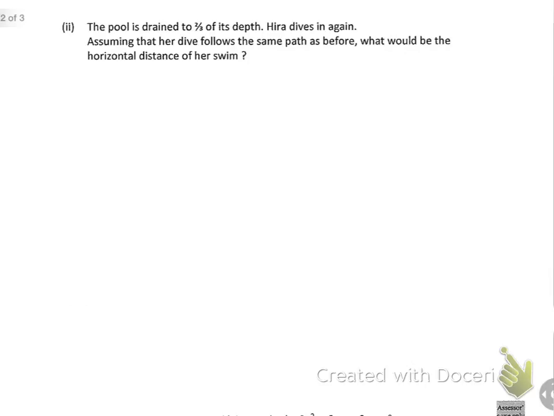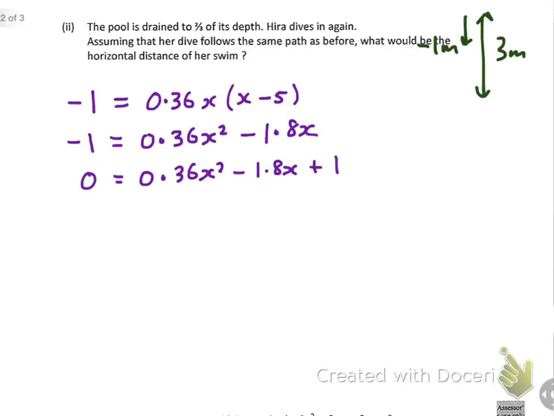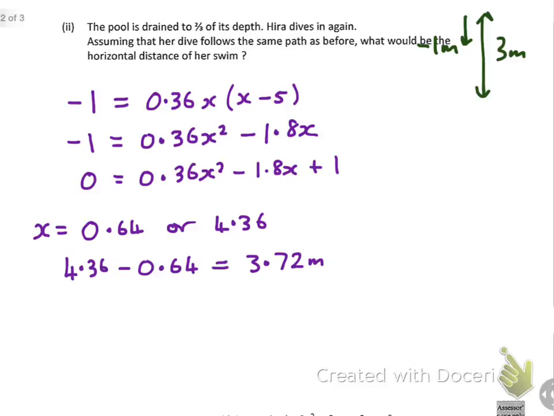The next one. This pool is drained to 1/3 of its depth. So that means it must go down to -1. So we've got our equation now, and we want to find where she surfaces at -1. So replace y with -1. Then you expand your brackets, make it equal 0. And for this one, can't really factorize that. So plug in the values on your calculator or use the quadratic formula, and you'll find those two values, find the distance between them, and that's the distance that she swam horizontally.